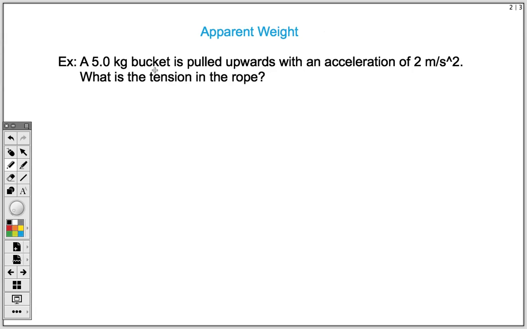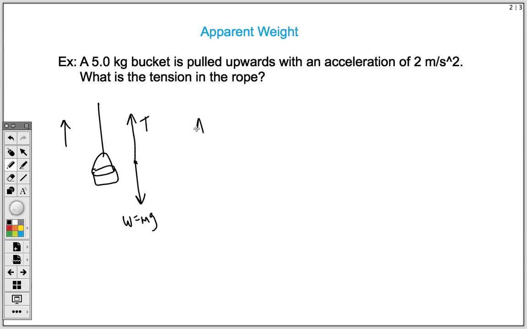Let's say we have a 5 kilogram bucket. It's pulled upwards with an acceleration of 2 meters per second squared. What is the tension in the rope? So let's go ahead and draw our bucket. It's being pulled upwards. We want to know what is the tension. If we were to draw a free body diagram, we would have the weight, and then we would also have the tension. What is the acceleration? It's 2. Our mass is 5.